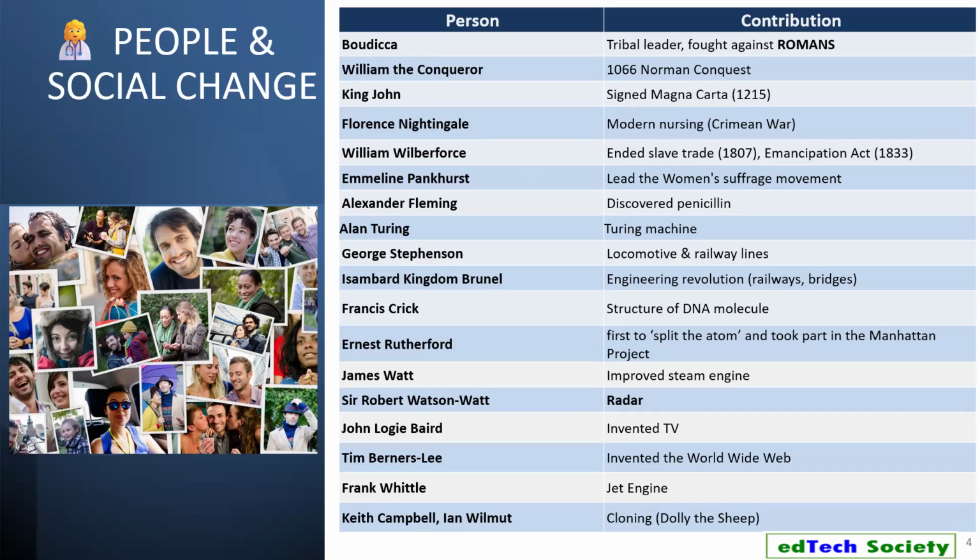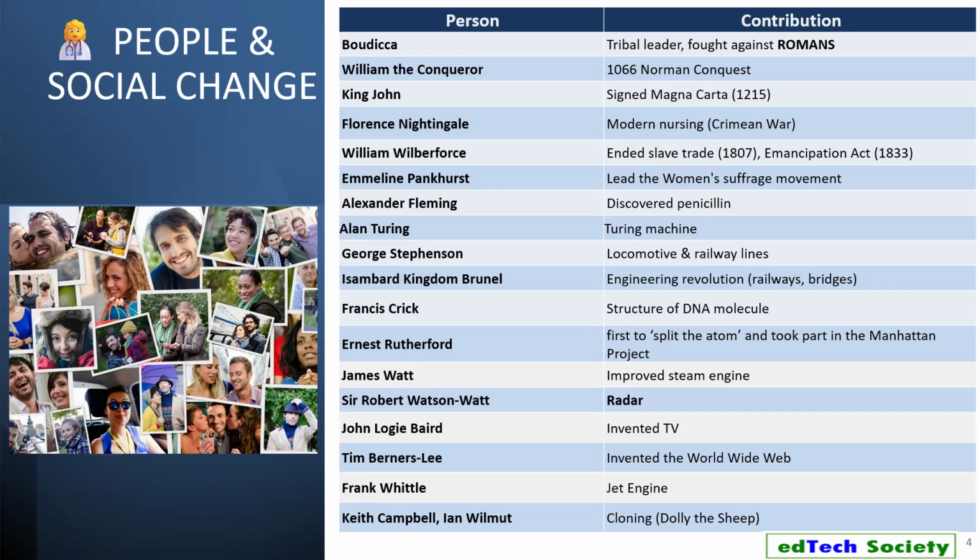King John signed the Magna Carta in 1215. Florence Nightingale is the founder of modern nursing. It started in the Crimean War during the Victorian period, when Queen Victoria was there. William Wilberforce, whom I was referring to in the previous slide, was a member of parliament. He ended the slave trade with an act in 1807, which finally led to the Emancipation Act in 1833.